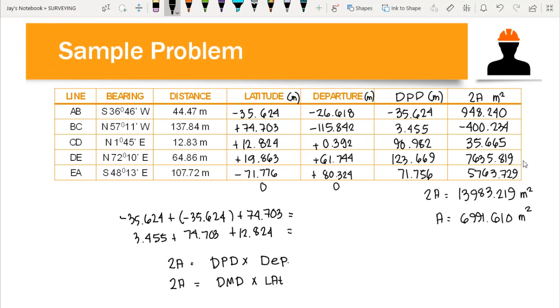Now, take note again, since some of the areas are in terms of hectares, we have to divide it by 10,000 to compute for its value in hectares. So we have here 0.699 hectares. Okay, so this is the area of our lot using DPD. And that ends the discussion on area computation using DPD and DMD.